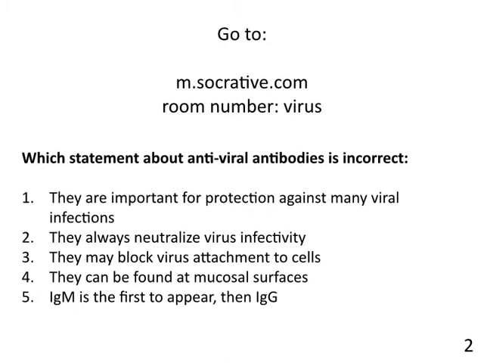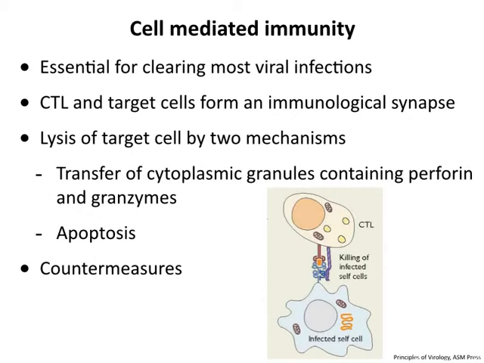That's great. Number 2. Yes, they don't always neutralize virus infectivity, right? I want you to understand that not all antibodies that we make are neutralizing. Everything else is correct. They are important for protection. They may block attachment. They can be found at mucosal surfaces, and then IgM is the first to appear. Good. All right, so that's antibodies.